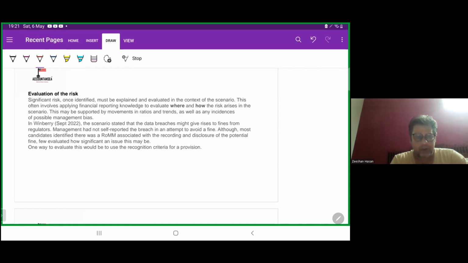In Winberry, September 2022, the scenario stated that data breaches might give rise to fines from regulators. Management had not self-reported the breach in an attempt to avoid a fine, though. Most candidates identified there was a ROMM associated with the recording and disclosure of the potential fine. Few evaluated how significant an issue this may be. One way to evaluate this would be to use the recognition criteria for provisions.